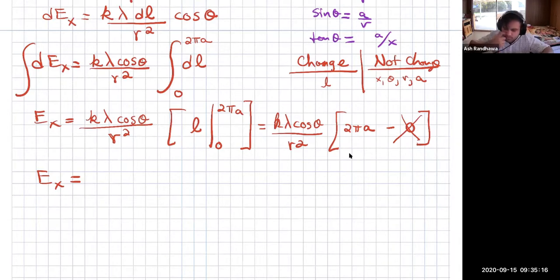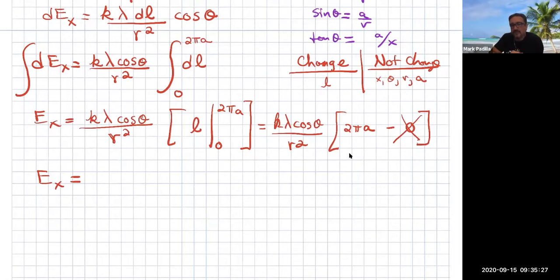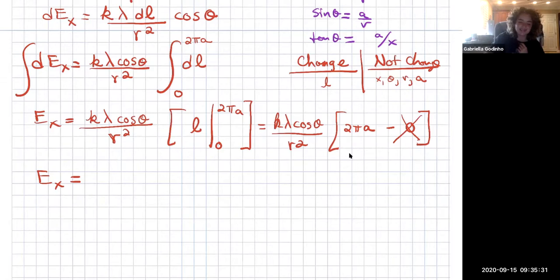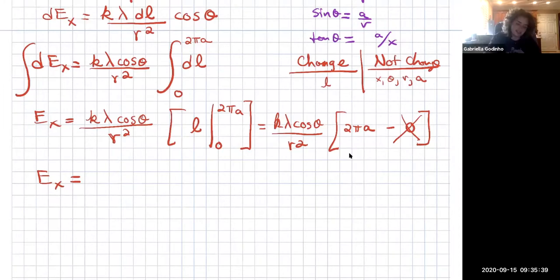If you were to do it from 0 to pi, would that be double or no? 0 to pi, that would just be half. You could do 2 times the integral from 0 to pi, or you could just do the integral from 0 to 2 pi. Okay, thank you.